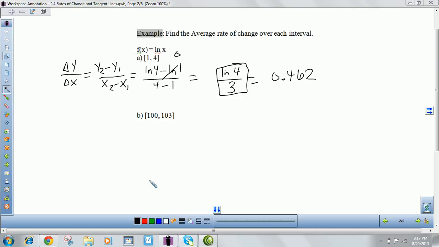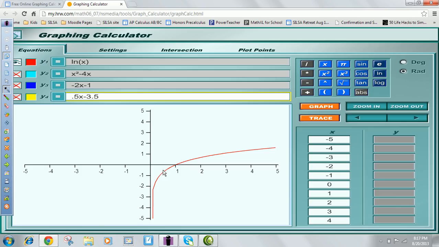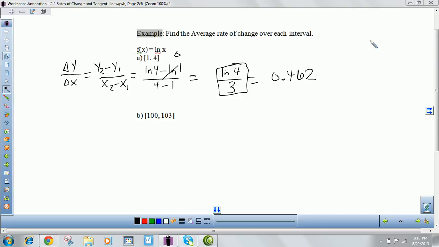Okay, so if we come back to the graph, if I were to draw a tangent line, or no, a secant line, put a dot at 1 and put a dot at 4. Okay, so put a dot there and put a dot there, and then connect them. So look, here's my natural log. Here's at 1, here's at 4.